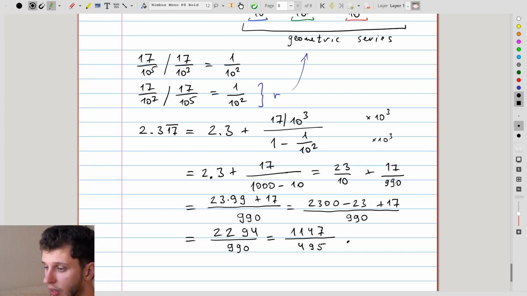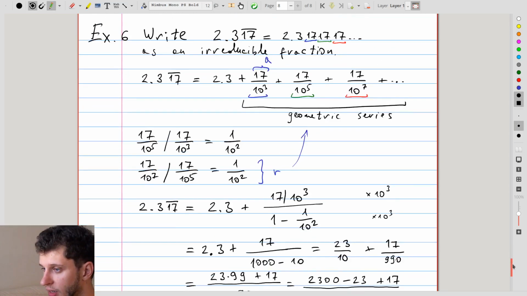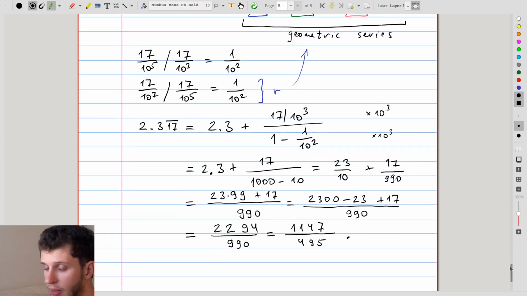So either way, even if we stopped here, we would see that we can in fact represent a periodic decimal, a number with periodic decimal expansion, as a rational number using the formula for the sum of a geometric series. So this is quite a remarkable fact. So now you know why it is that any number with periodic decimal representation is in fact a rational number.